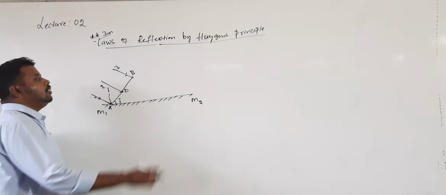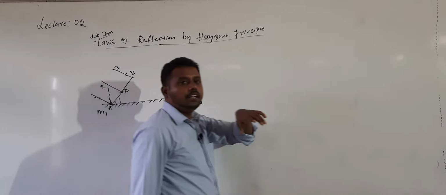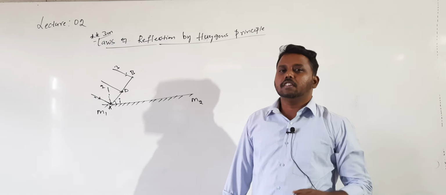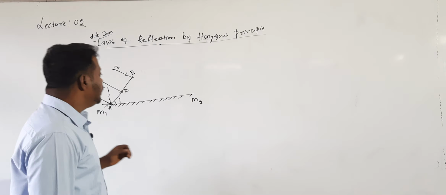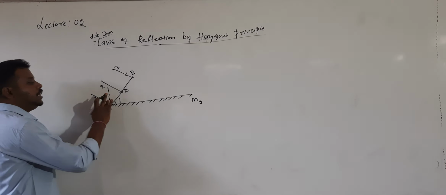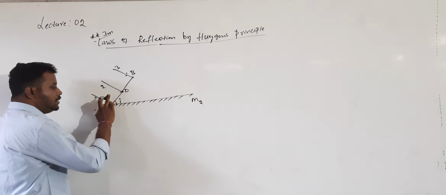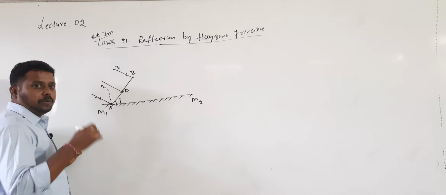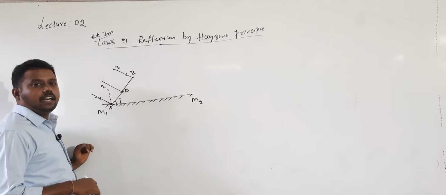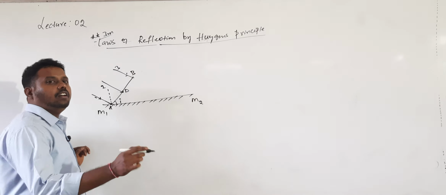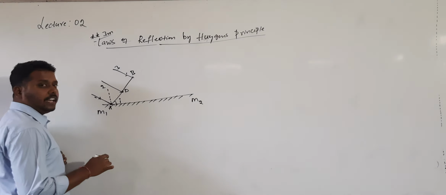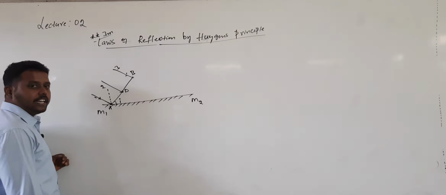Now I will apply the Huygens principle in order to prove the two laws of reflection. What are the two laws? First law, second law; two laws are there. Those two laws I want to prove by applying the Huygens principle. What is the first point of the Huygens principle? Every point on the wavefront will act like a secondary source which will emit light in all directions. Now A also will act like a secondary source, D also, and B also.